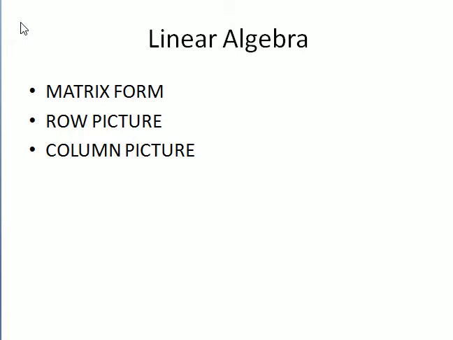So in this video today, we are going to see about matrix form, row picture, column picture. Row picture, column picture, and all are used for finding the unknowns. Okay. So matrix form. So what is meant by matrix form? So let us see that.